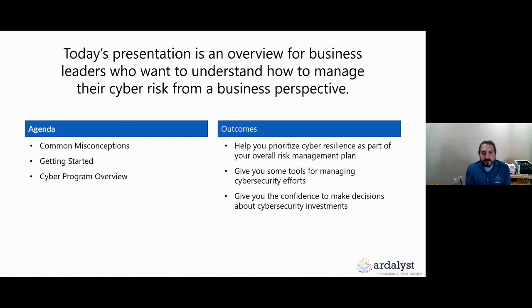So we'll go through a couple common misconceptions about cybersecurity in general, things that really trip people up when they're trying to figure out what they should do or where they should start. We'll talk about how to get started with something, especially if you don't have anything formal in your organization at all. And we'll discuss the elements of a cybersecurity program. So as an executive or a business leader, you know where to start and you know what kind of questions to ask to get a cyber program in place. After the session today, you should be able to prioritize cyber resilience as part of your overall risk management plan. You should leave here with some tools for managing your cybersecurity efforts, and you should have a little more confidence in making decisions about how you're going to spend money on cybersecurity.